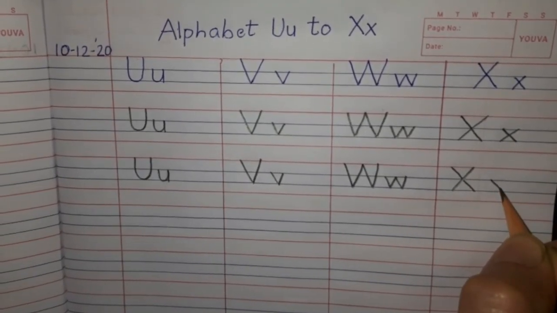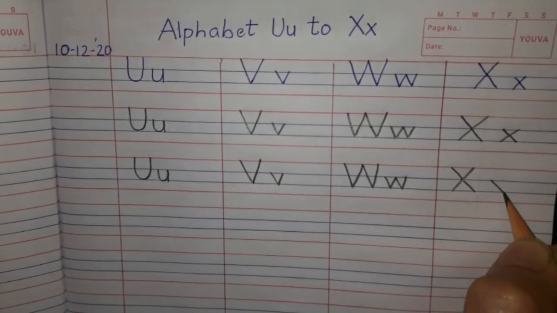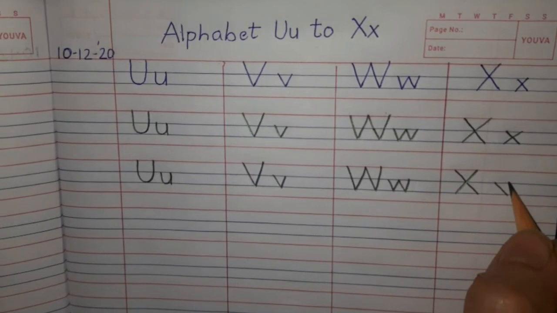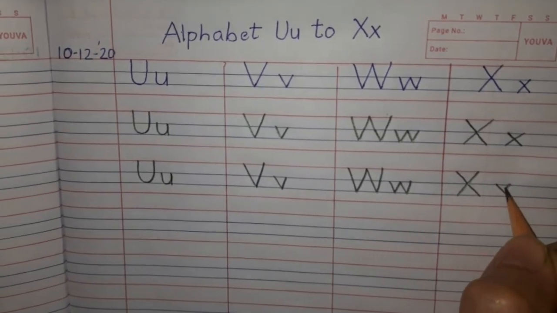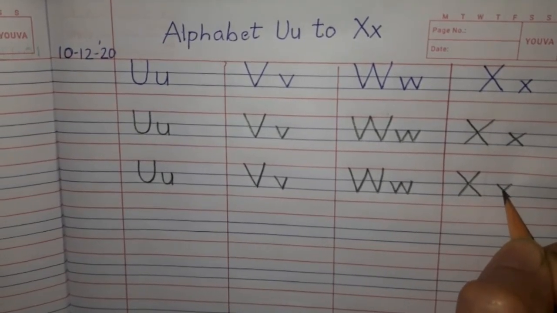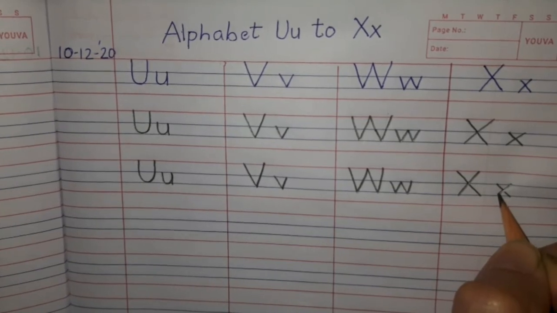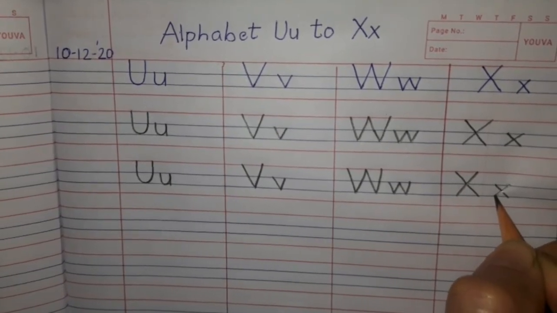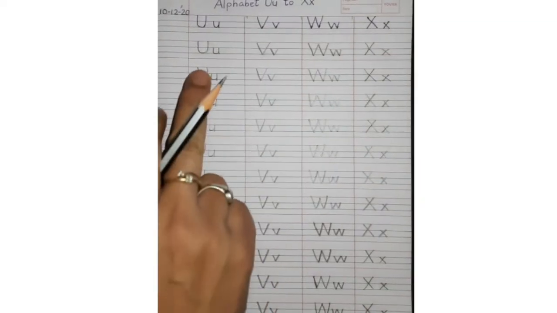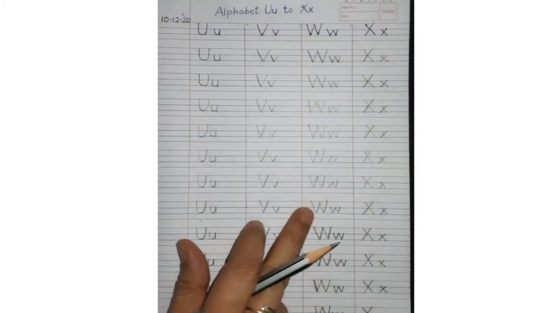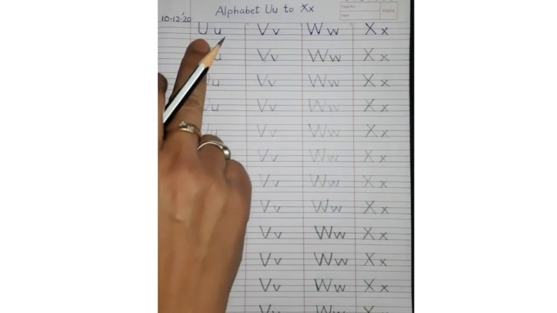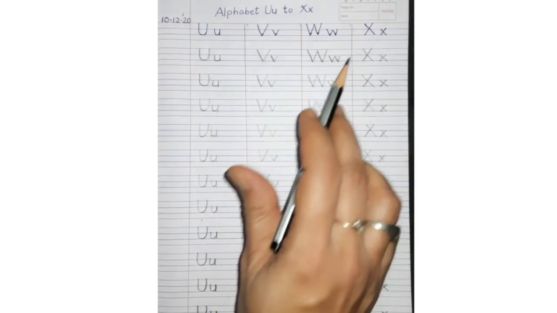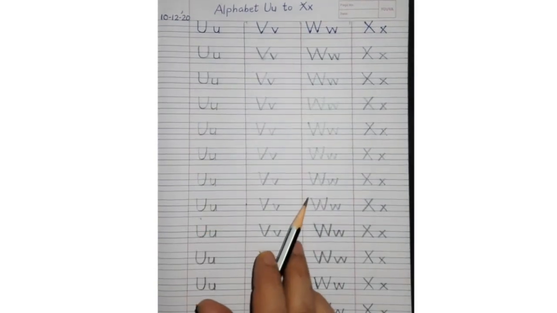Slanting line, come down, touch the second blue line. Then again start from the first blue line, slanting line, cut the first slant line, come down slanting and touch the second blue line. Children, in this way you will complete the page by writing alphabet U, V, W and X nicely in your notebook.